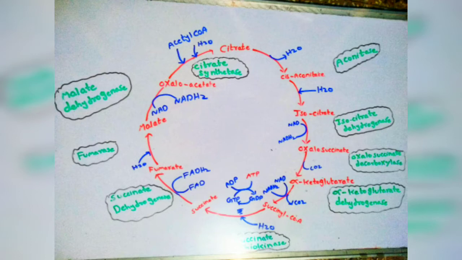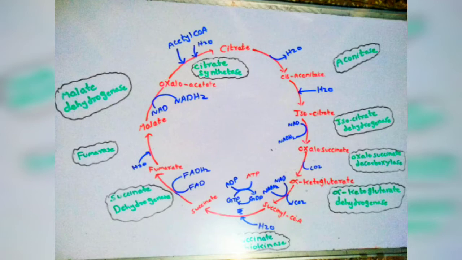So the first step of the Krebs cycle is formation of citrate from oxaloacetate. In this reaction, the oxaloacetate reacts with acetyl CoA and a water molecule to form citrate, and the enzyme involved here is citrate synthase.